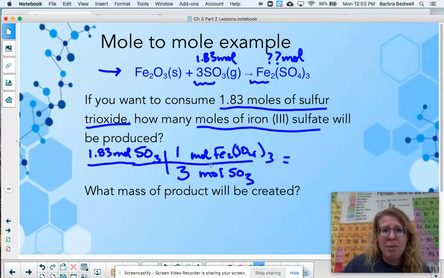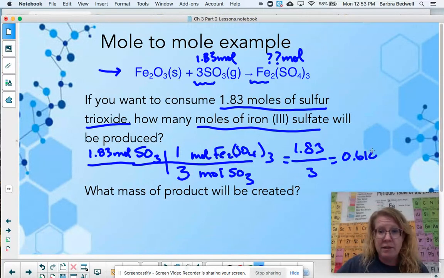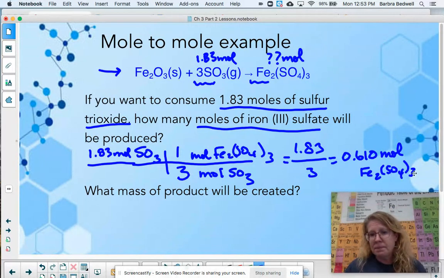So this tells us what our math is. How much can we do? Well, 1.83 divided by 3 will give us our total number of moles. With my handy dandy calculator, 1.83 divided by 3 is 0.61. 0.610, with a 0 at the end for 3 sig figs, moles of Fe2(SO4)3 could be expected here.